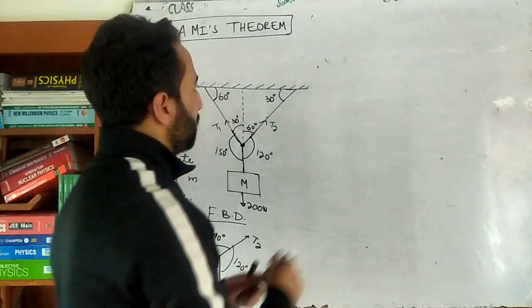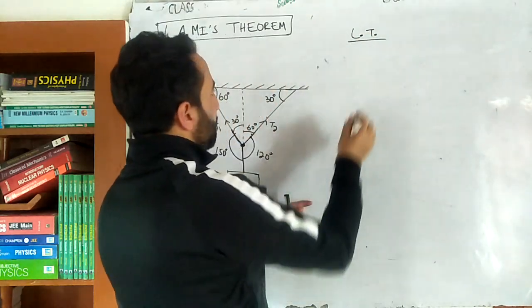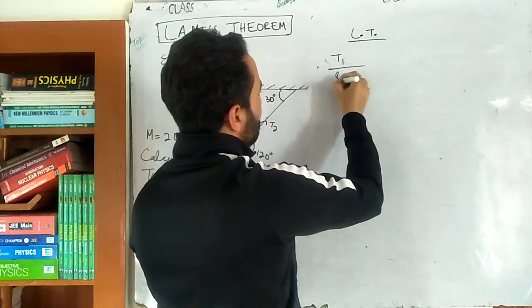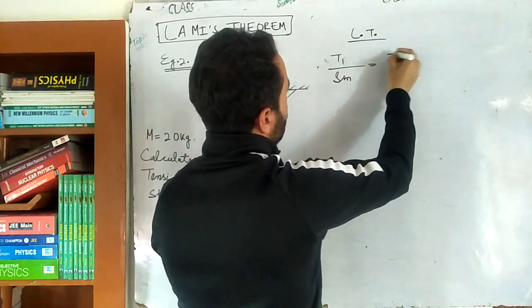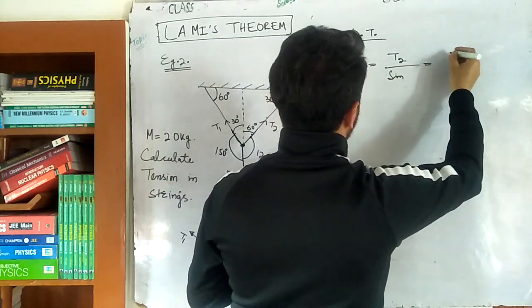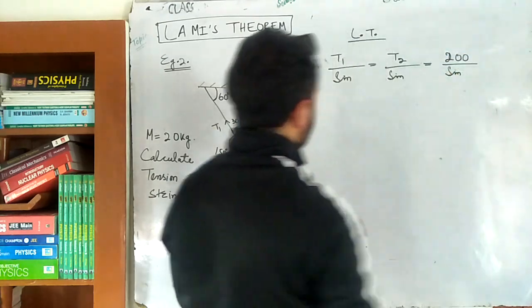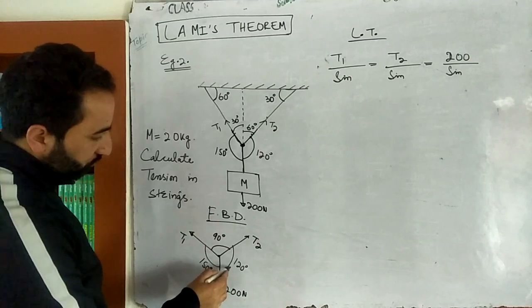Next we will apply the Lami's theorem. So here I will write out the Lami's theorem. Now the Lami's theorem is like this. I will start with the tension T1. T1 divided by sine of the angle equal to T2 divided by sine of the angle opposite to T2 equal to 200 divided by sine of the angle opposite to it. Fine. Now this is T1 and angle opposite is 120.